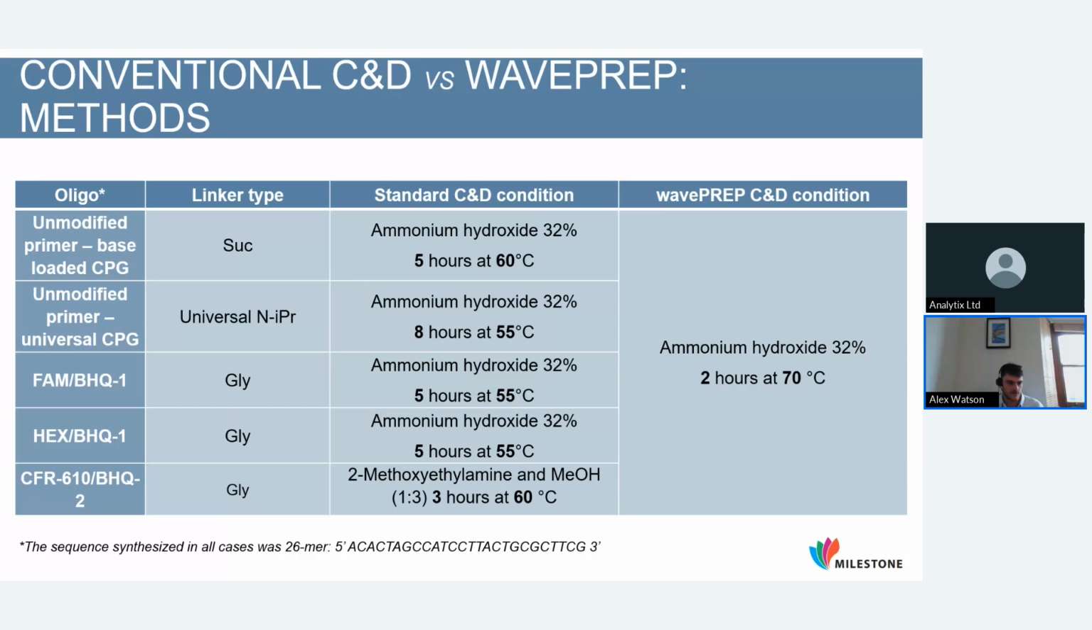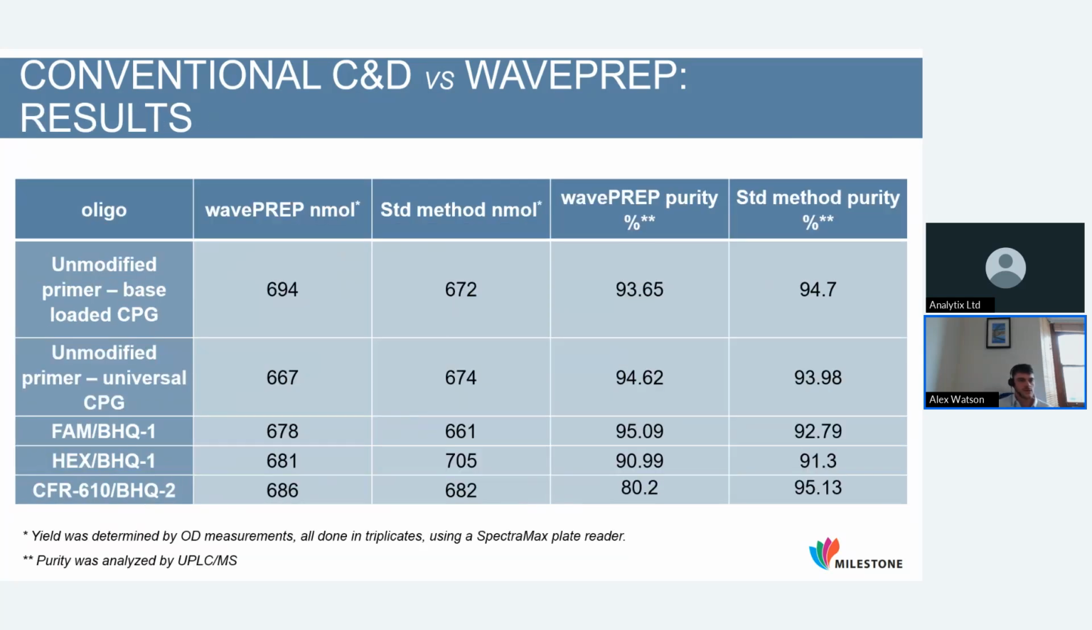And then for the second three, we're looking at the same linker type, but different quenches and dye groups. Again, they have a number of different methods for these and different temperatures. For WavePrep, we're going to be using the exact same method. So what results did we get? For the yield, we can see that it's extremely comparable, if not higher in some cases. And that's with different linker types and with the more complex oligos with the quenches and dyes.